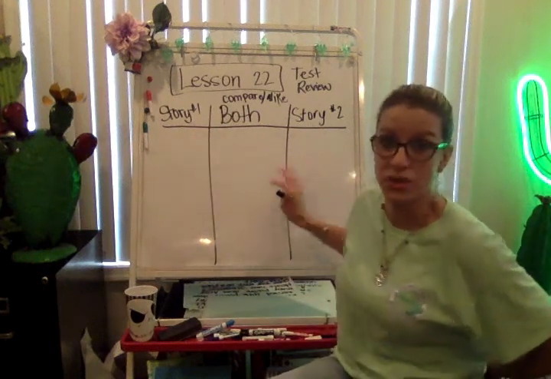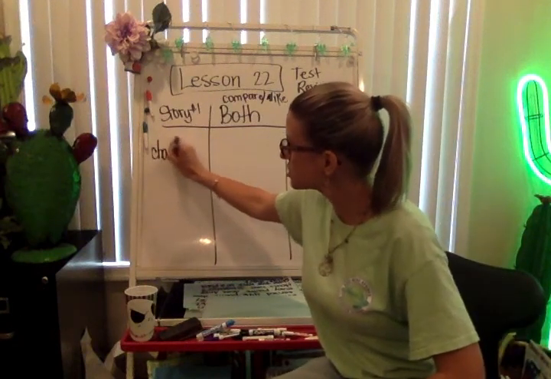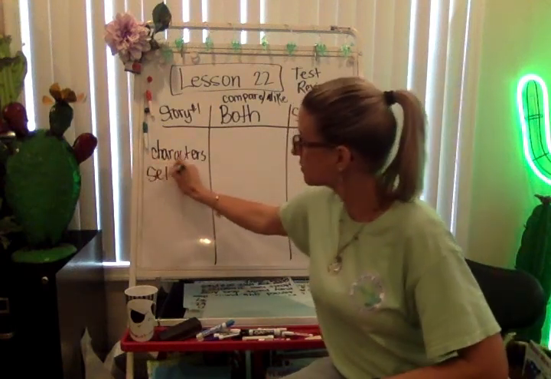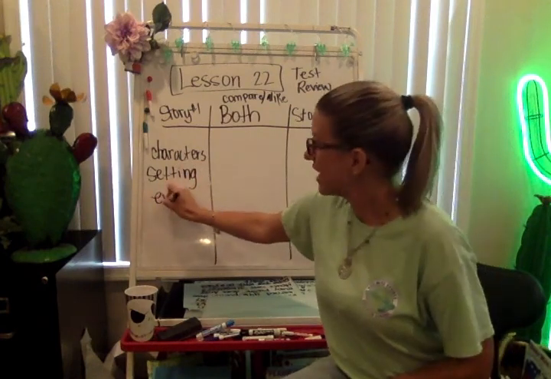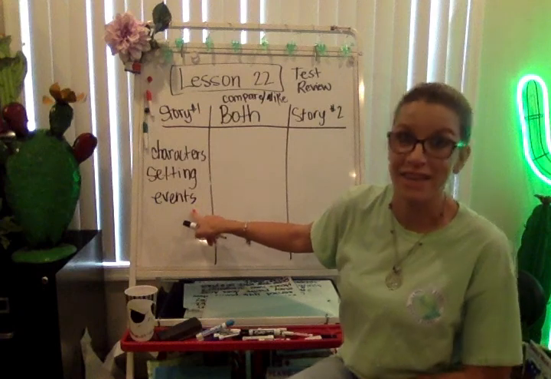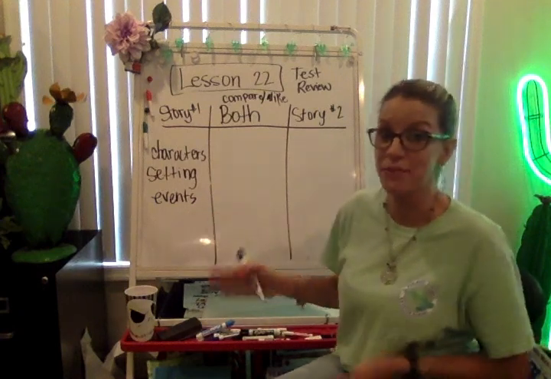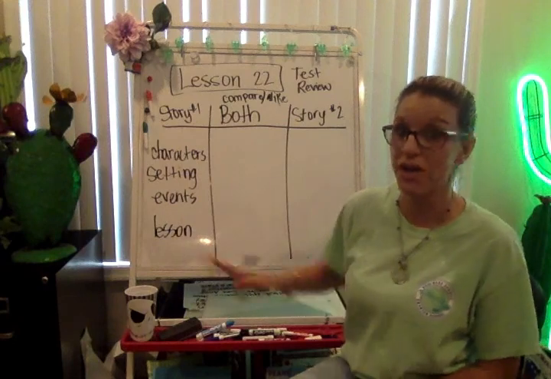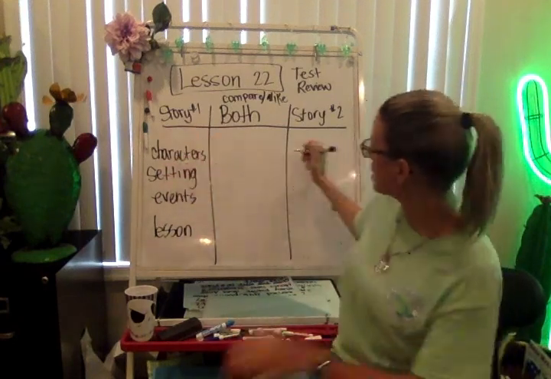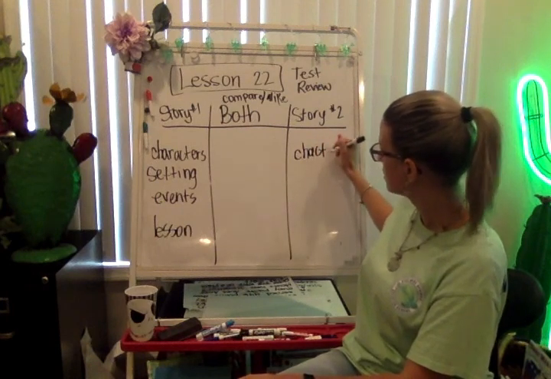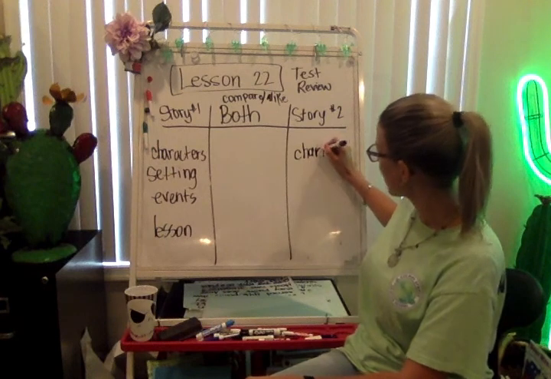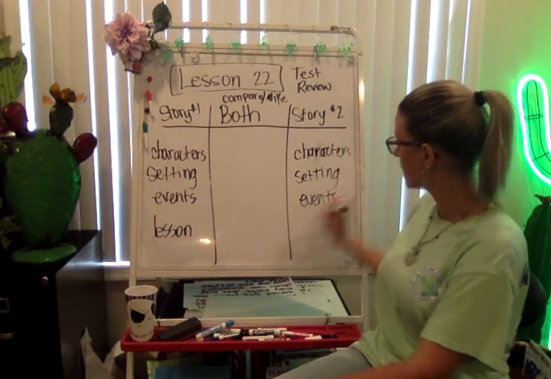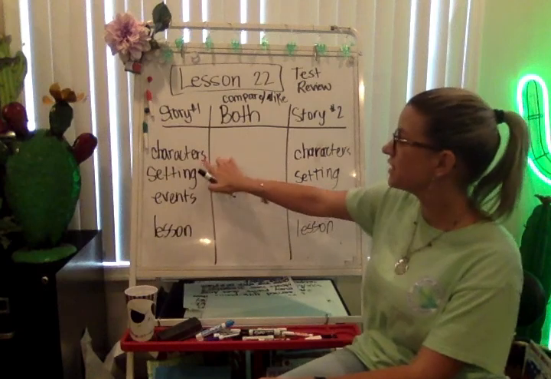When you're thinking about ways that stories are different, I would like for you to think of the characters. I would like for you to think of the setting, the events, the beginning events, the middle events, the ending events in that particular story. I'd also like for you to think about the lesson of the story. We're going to dive into this, but essentially you would have that on both sides. Characters, the setting, the events, and the lesson. You wouldn't leave these words.